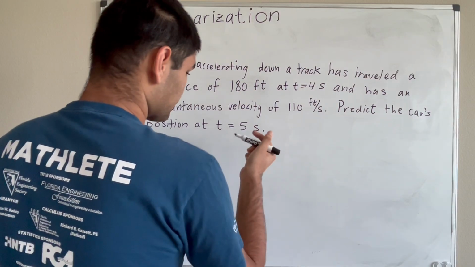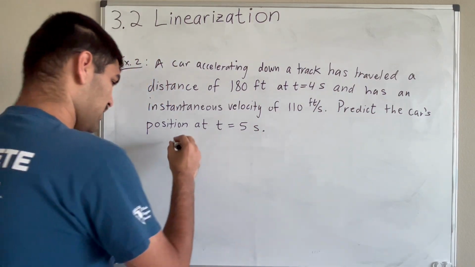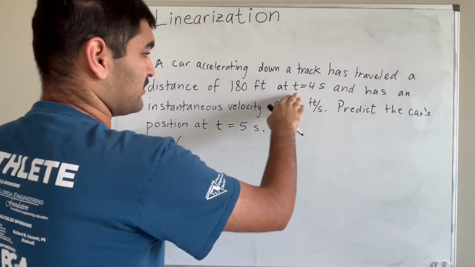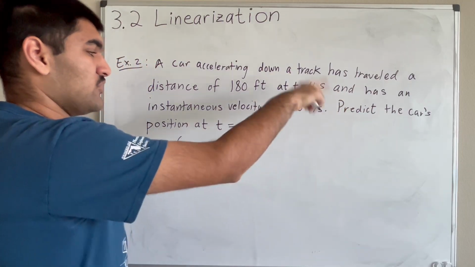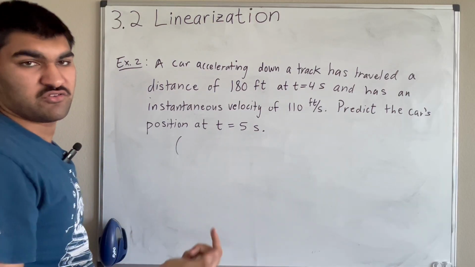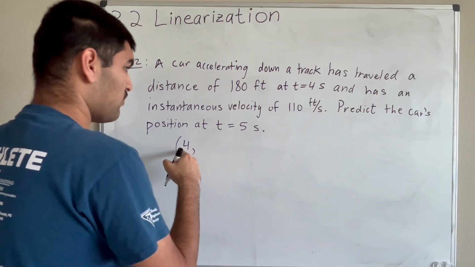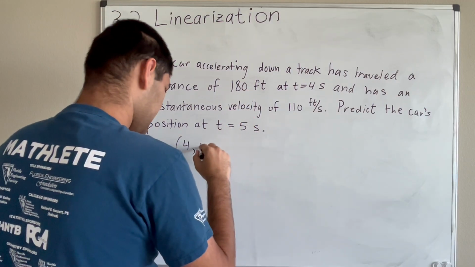So that being said, let's identify the point that we do know. So again, just to point out, we're finding the linearization at t equals 4 seconds, and then using that to approximate the value at t equals 5 seconds. All right, so at t equals 4 seconds, we know that our position is 180 feet.